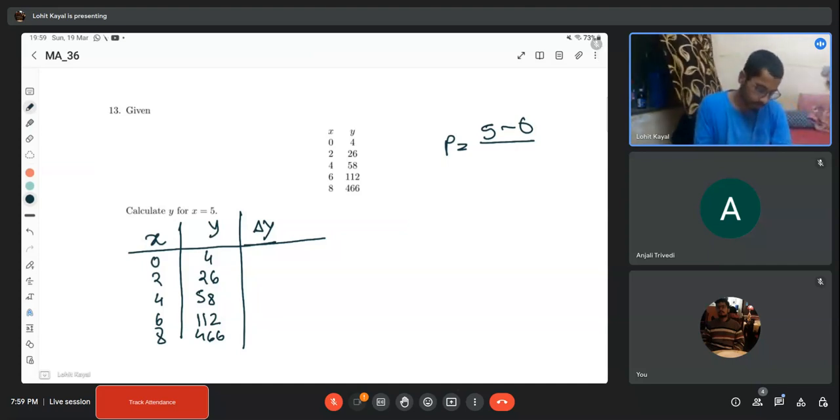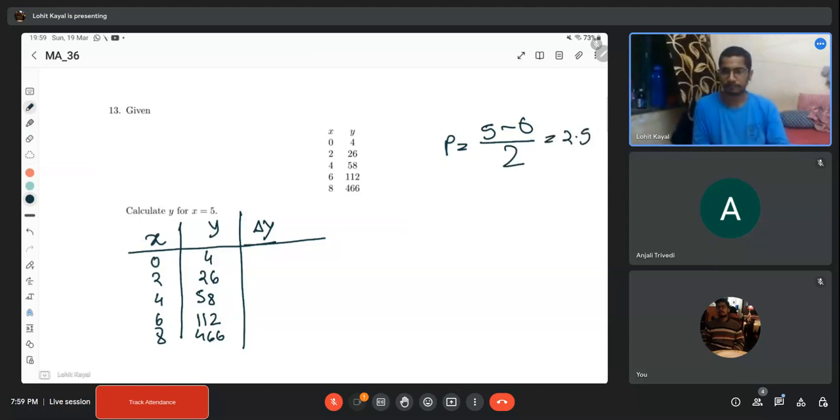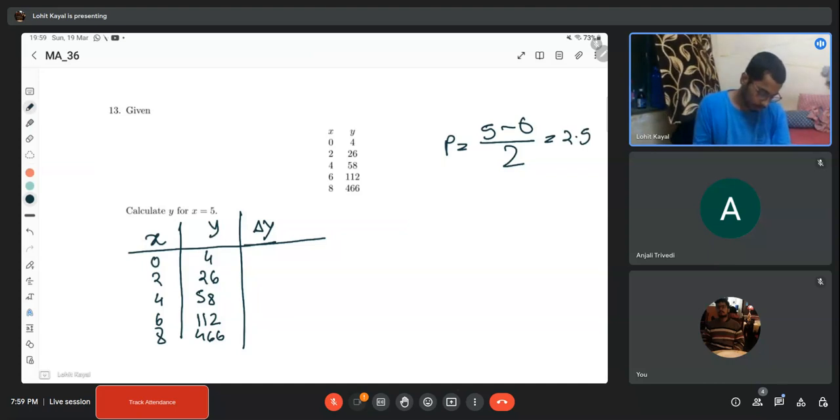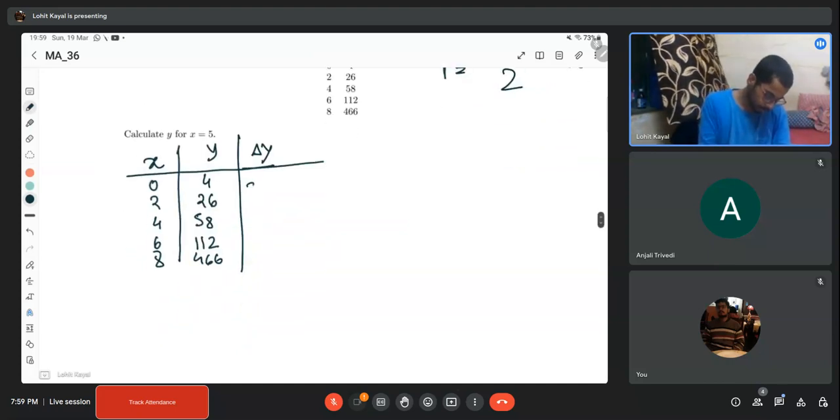That is x minus x naught divided by 2. So your value of p will be 2.5. Okay, now what is the value of delta y? This is 22. 58 minus 26 is, I guess, 32.